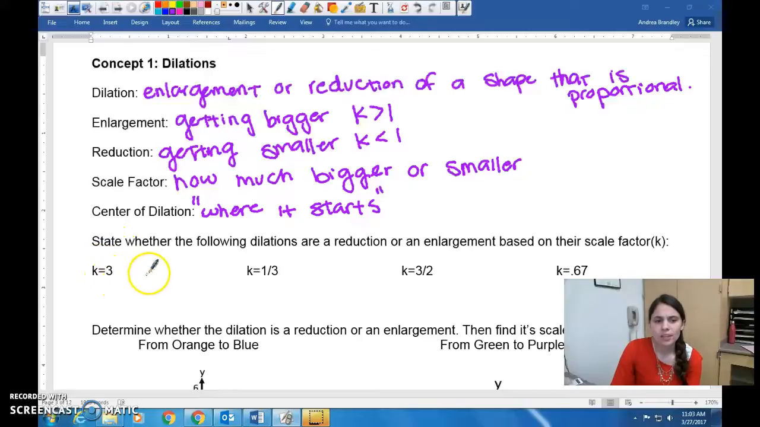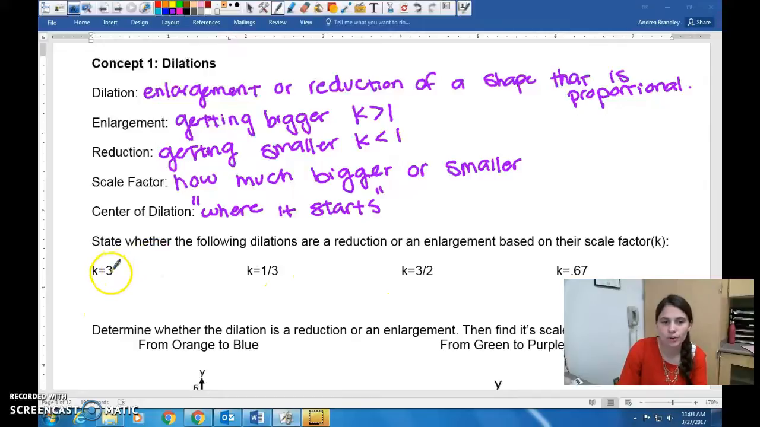So these are just different scale factors, and for our purposes, we're going to call our scale factor K. And up here, we briefly said, okay, if it's getting bigger, if it's an enlargement, our scale factor will be greater than 1. And if it's getting smaller or it's a reduction, our scale factor will be smaller than 1. So I'm just going to go through and talk about each of these.